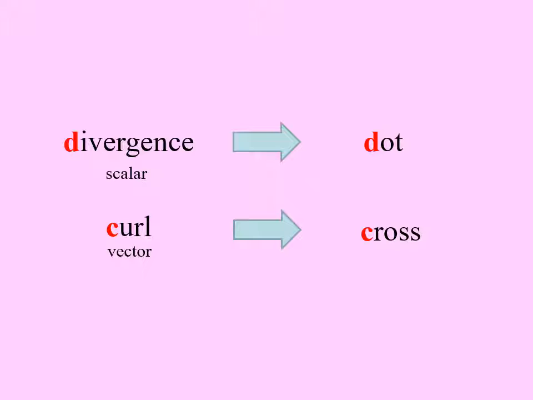Now this is pretty easy to remember. Look at the highlight. The divergence is a scalar quantity, and it's the dot product. Notice the d's. The curl is a vector quantity, and it's the cross product. Notice the c's. So again, this is pretty easy to remember. Let me remind you that you can get the curl of a two-dimensional vector field by inserting a third component so that you can do a cross product.